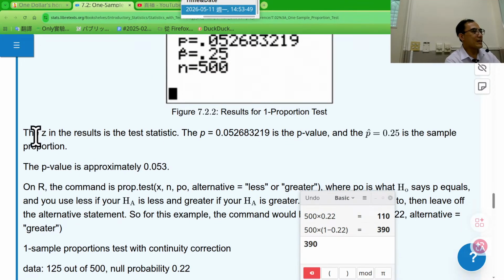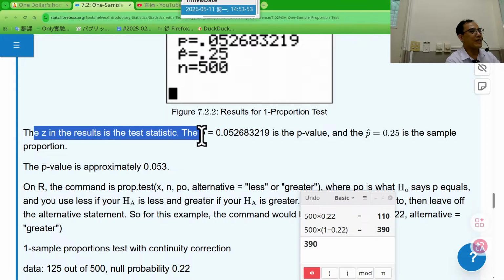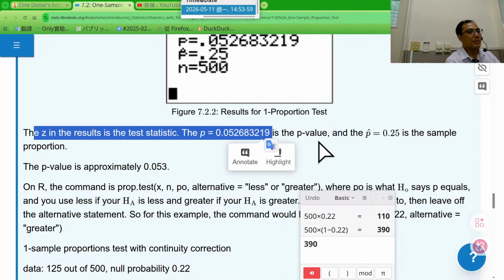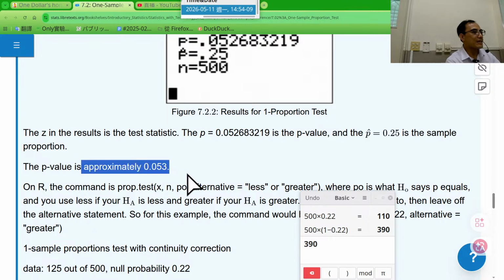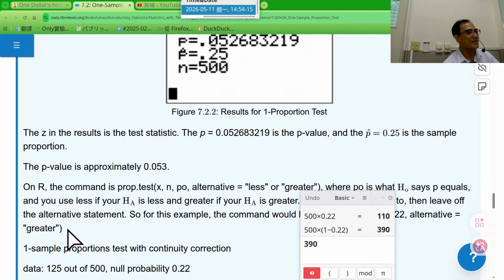And the Z in the results is the test statistic, and the P, 0.052 and so on, is the p-value, and the p-hat 0.25 is the sample proportion, and the p-value is approximately 0.053. It's an embarrassing value.